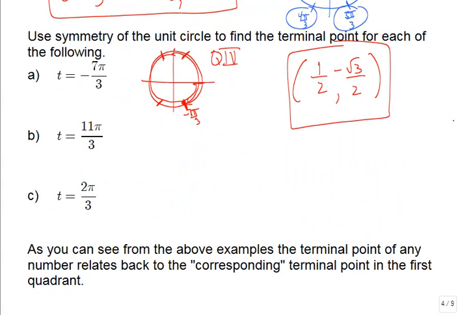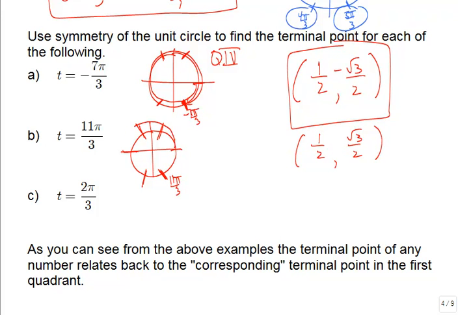Okay, so let's try 11 pi over 3. Again, I automatically know that the ordered pair has to be a 1/2 and a root 3 over 2, and then we just need to figure out what quadrant 11 pi over 3 ends up in. So this is a positive value, so we're going to go counterclockwise. Here would be 1 pi over 3, 2 pi over 3, 3, 4, 5, 6, 7, 8, 9, 10, 11. So 11 pi over 3 puts us here.